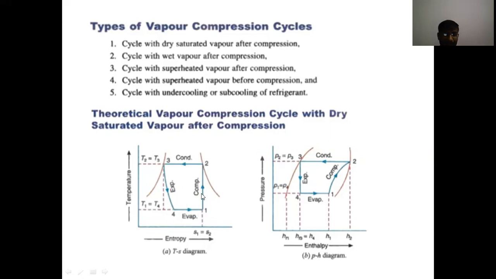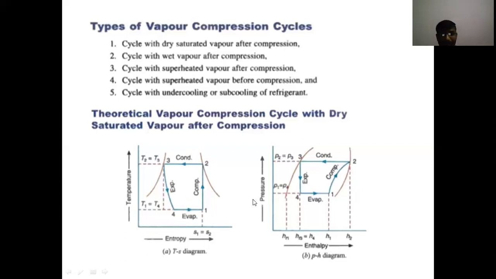We are compressing wet vapor refrigerant. That's why it's a wet compression. At point 1, some amount of liquid particles will be present. Due to these liquid particles, corrosion occurs in the compressor. That's why the compressor will be damaged whenever we compress the wet vapor. This is one of the disadvantages of this cycle.